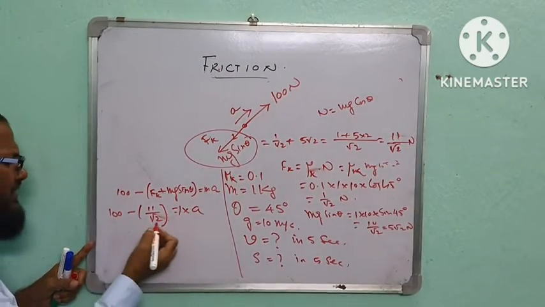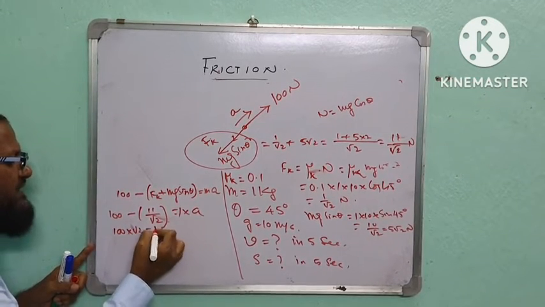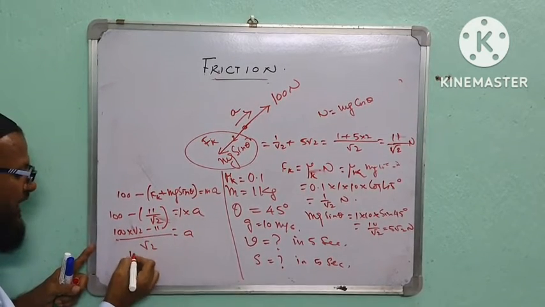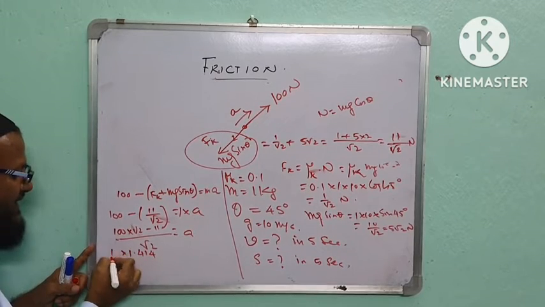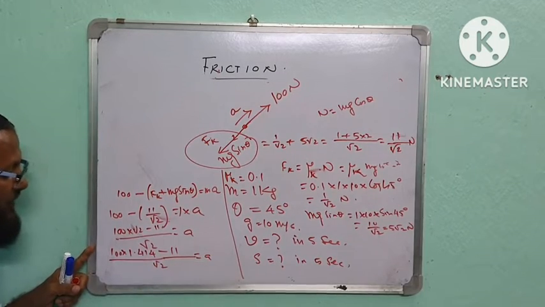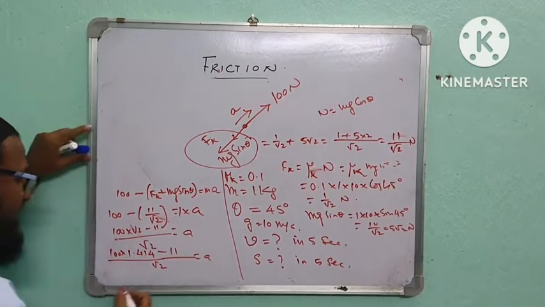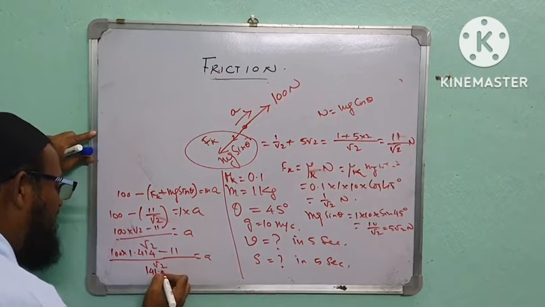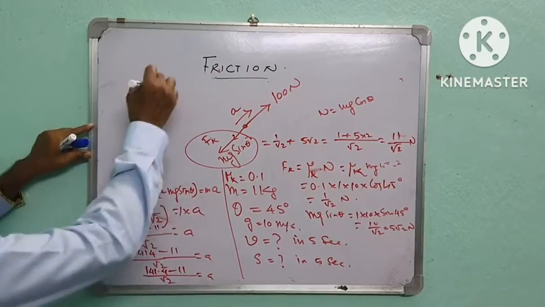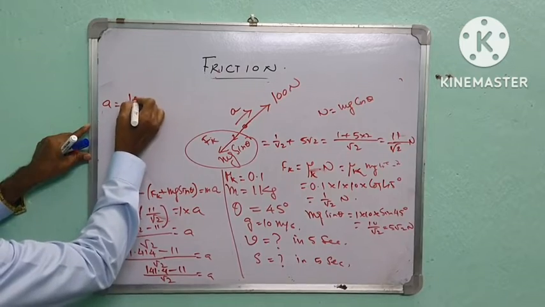What is this? Calculate this. 100 into √2, 100 into √2 minus 11 by √2. Because what is this? This is equal to A. 1.414. Okay, multiply by 100, this is 11. What is this? This is √2, that equal to A. 141.4 minus 11 divided by √2, that equal to A. What is it? Sir, A equal to, subtracting 11, how much will it be?